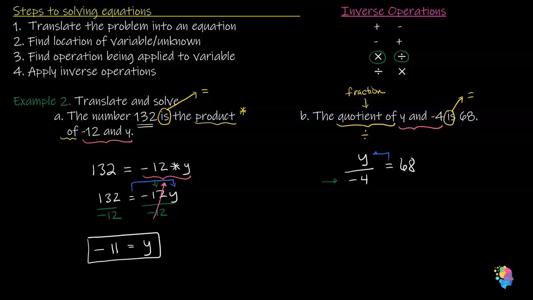And the opposite of division is multiplication. So then I'm going to multiply both sides of the equation by -4. Remember from before, these two divide out to 1, leaving us with 1y or just y. Don't forget the equal sign. Now 68 times 4 is 272, but because they have different signs, the result will be negative.